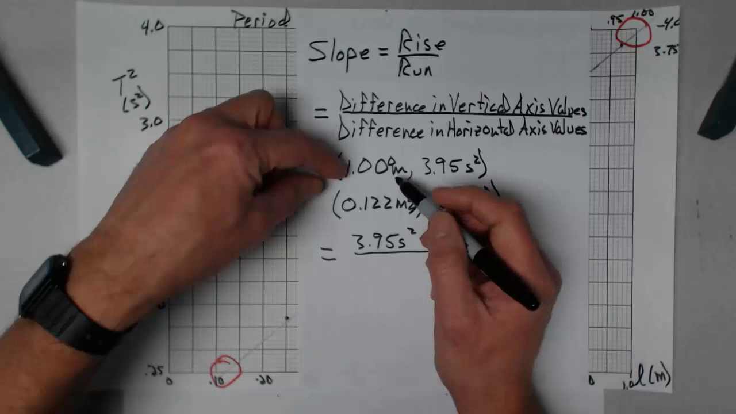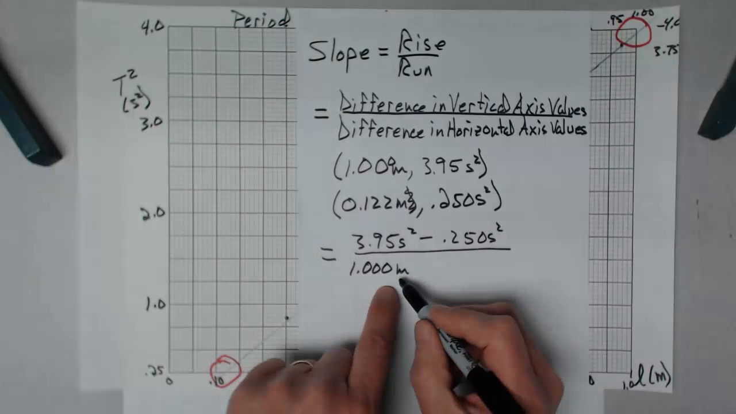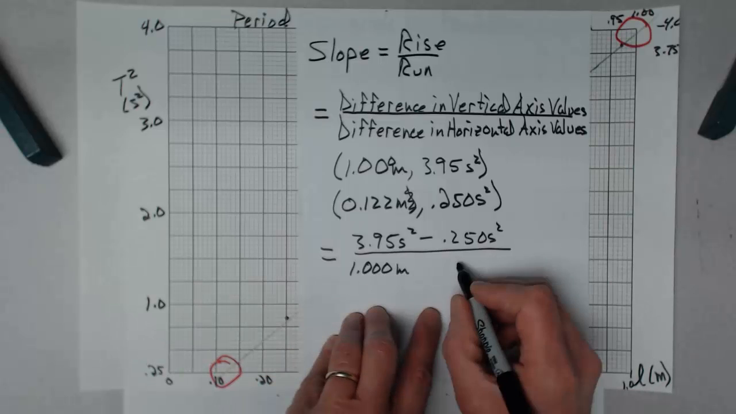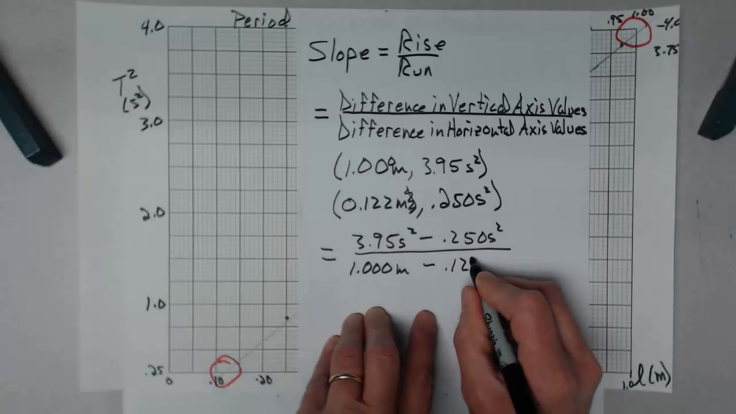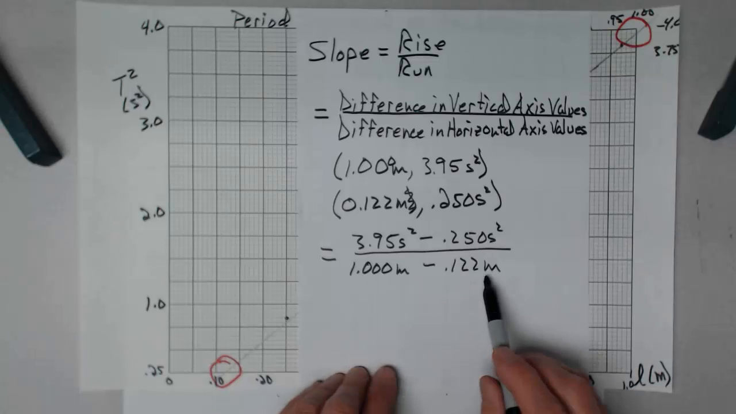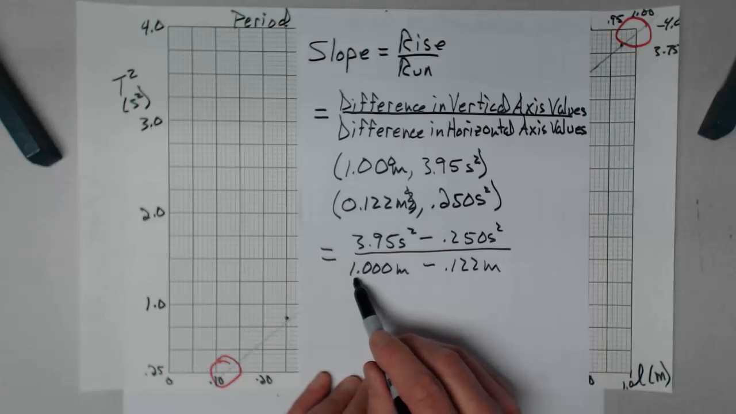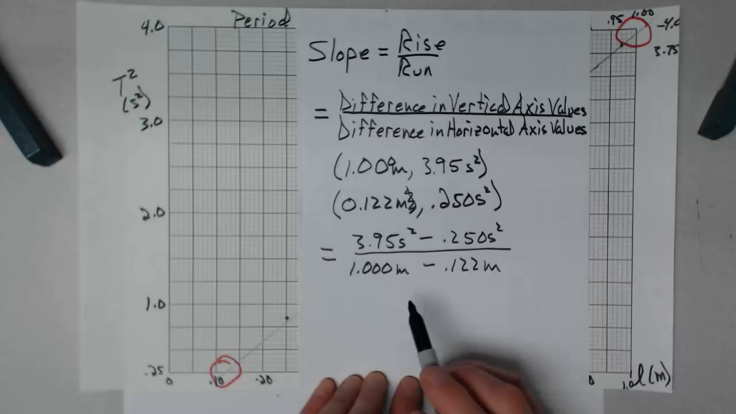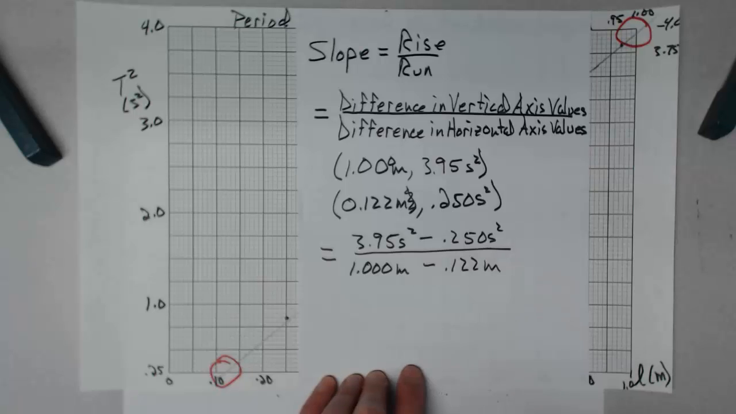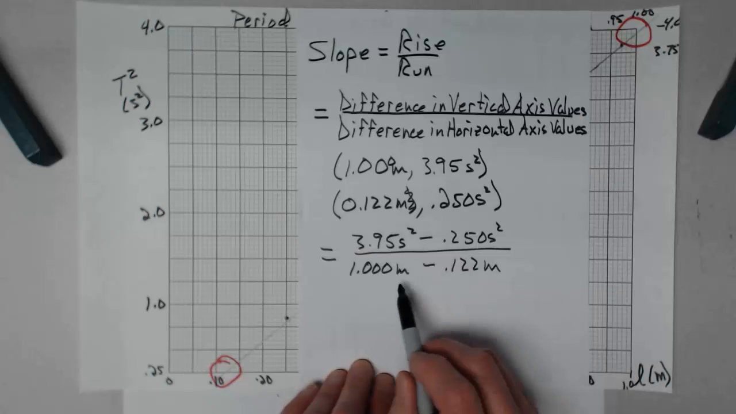Difference in the horizontal axis values, 1.000 meters. It was exactly that, so keeping three significant figures after the decimal point is okay here. And then minus 0.122 meters. Notice I've written these numbers down with as much precision as I can get by reading off the graph. I didn't just write that as 1, I wrote it as 1.000. I didn't just write that as 0.25, I wrote it as 0.250. Also, I've got units with every one of these numbers. Good practice. Do that.